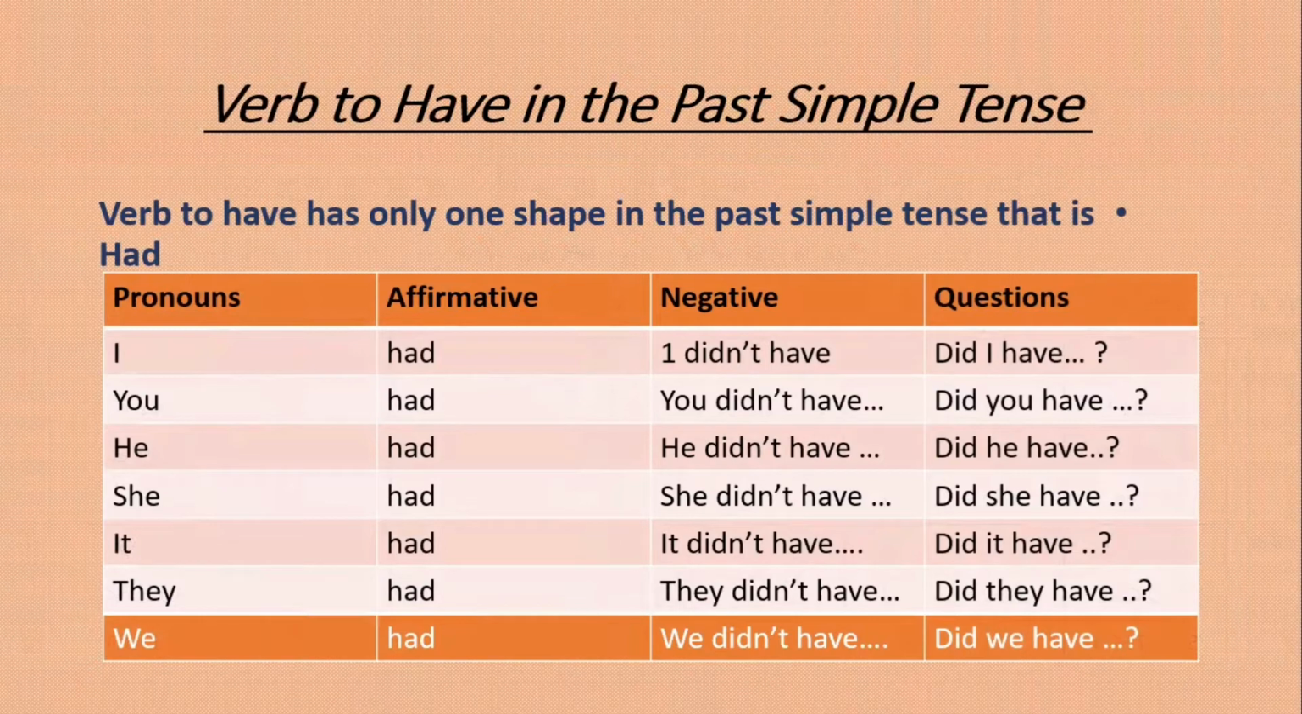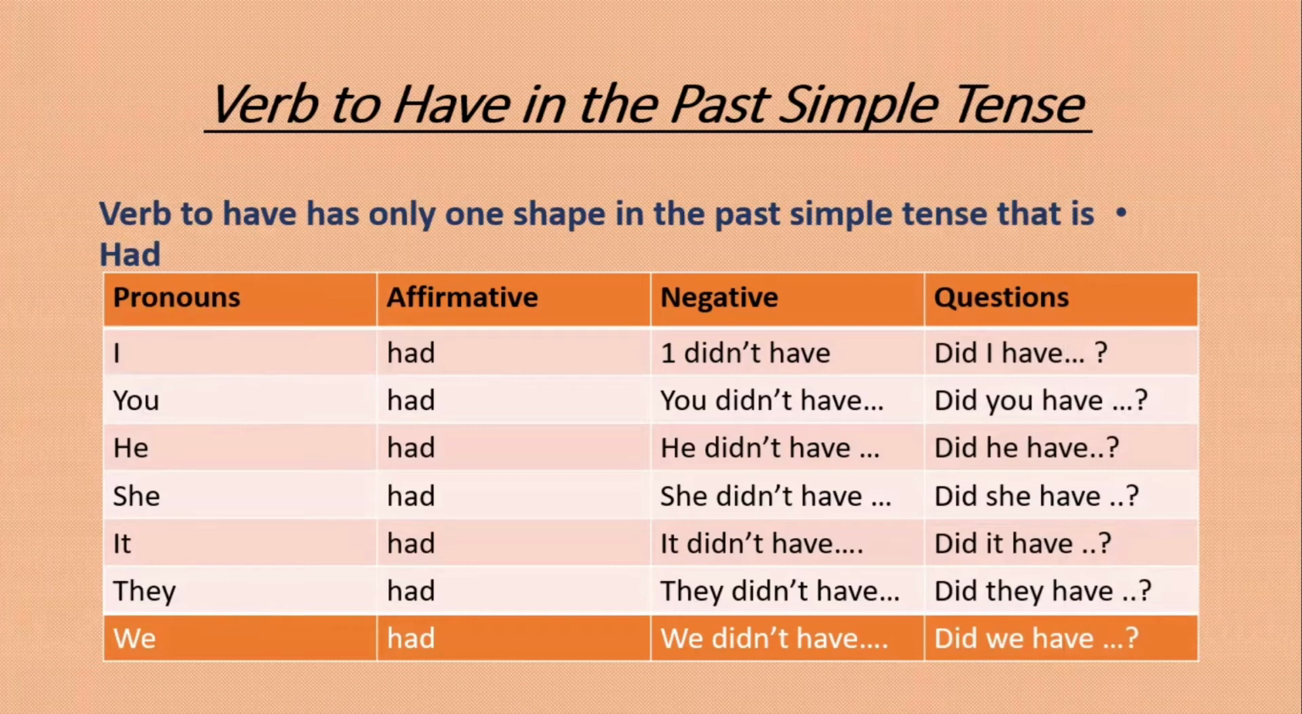Now we have to go through verb to have. Verb to have is an irregular verb, and it is very easy to deal with. Verb to have only has one form in the past, that is had, with any pronoun, whether singular, plural, first, second, or third person, it's had. So I say I had, you had, he had, they had, we had. Any subject, singular or plural.